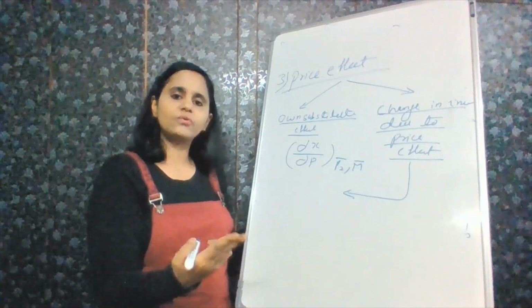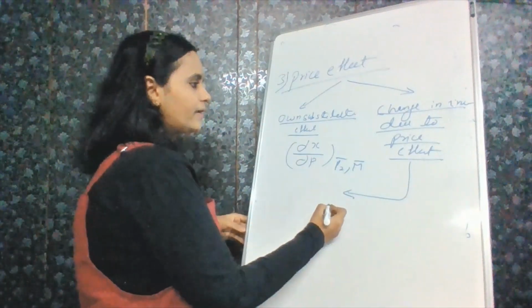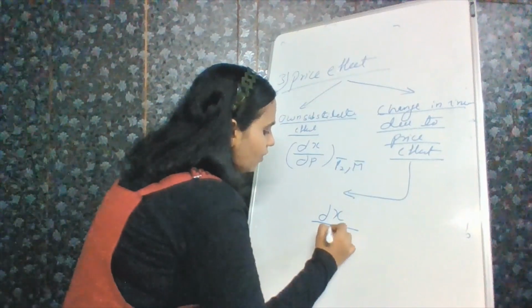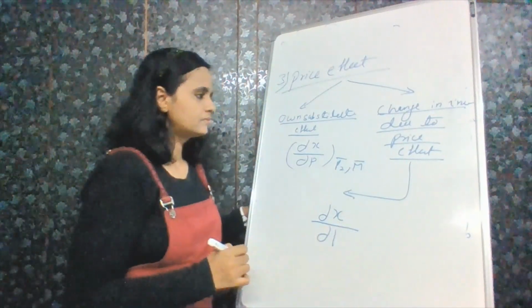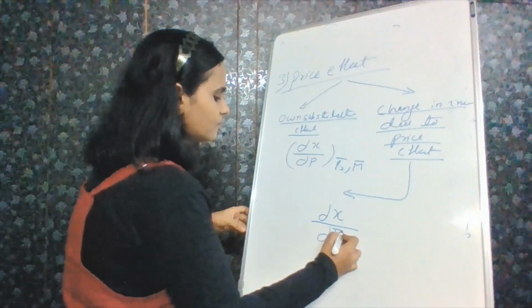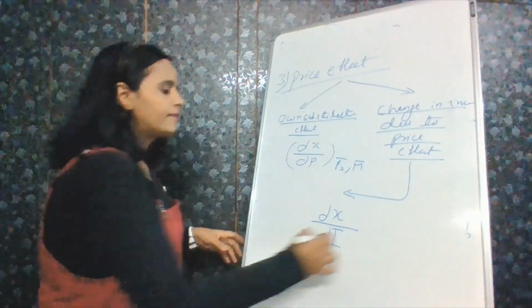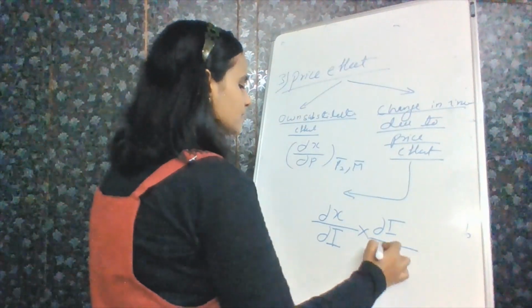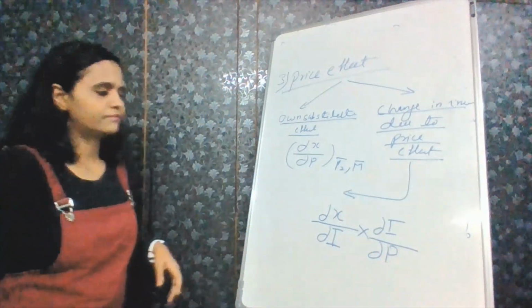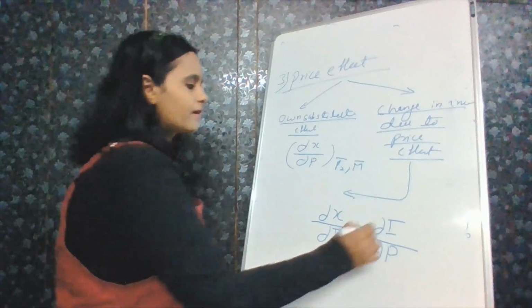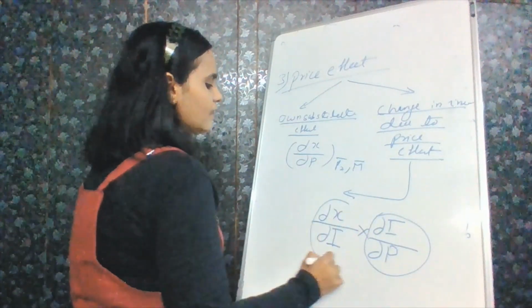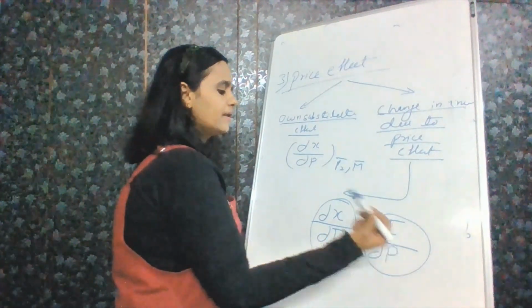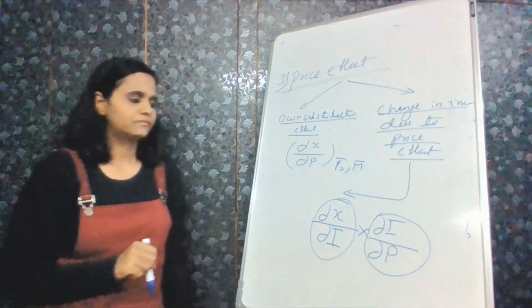So here you have two different kinds of effect. One is the change in goods because of income, and then your income in turn changed because of price. So there are two impacts here: one, change in goods because of income, and then change in income because of your price.